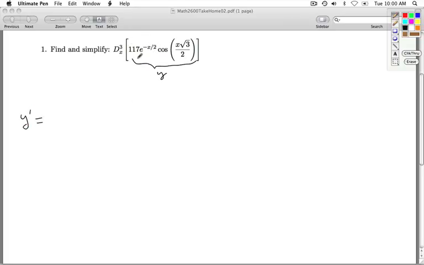Now, really what's happening here is I have a product rule. I have one function of x times another function of x. And so for y prime, the product rule says I take the derivative of the first factor, and the derivative of the first factor would be 11(7) e to the minus x over 2 times the derivative of this exponent, which is negative 1/2. And then I multiply that by the second factor.